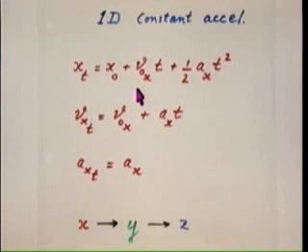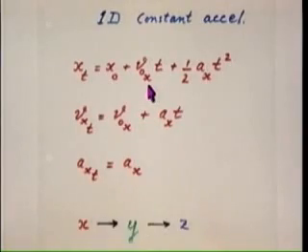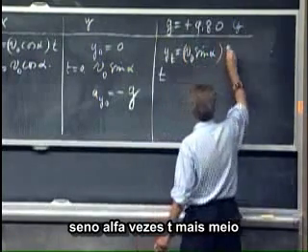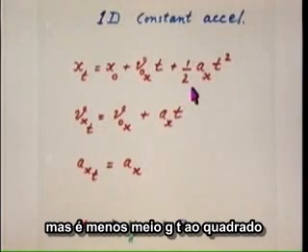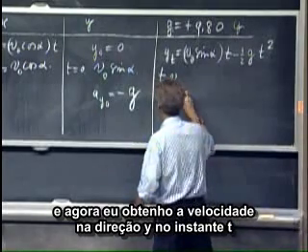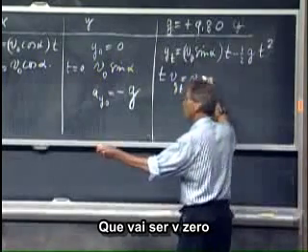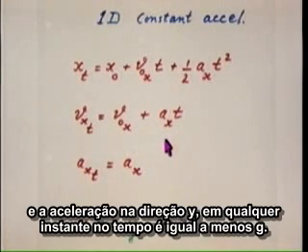So this is 0. So I get v0y times t, so I get v0 sine alpha times t plus 1/2, but it is minus 1/2 gt squared. And now I get the velocity in the y direction at time t. That is my second line. That is going to be v0 sine alpha minus gt, and the acceleration in the y direction at any moment in time equals minus g.